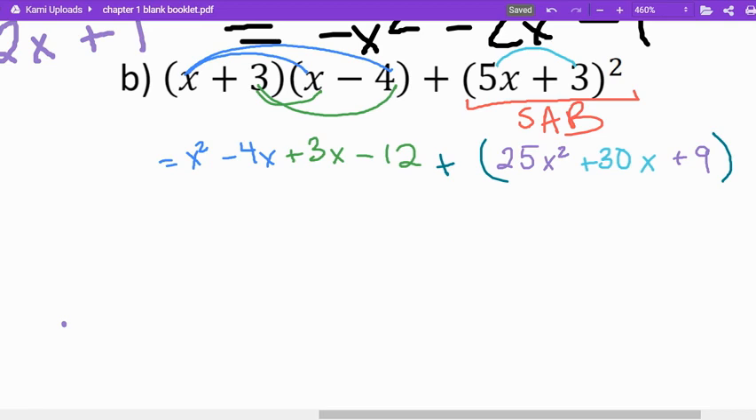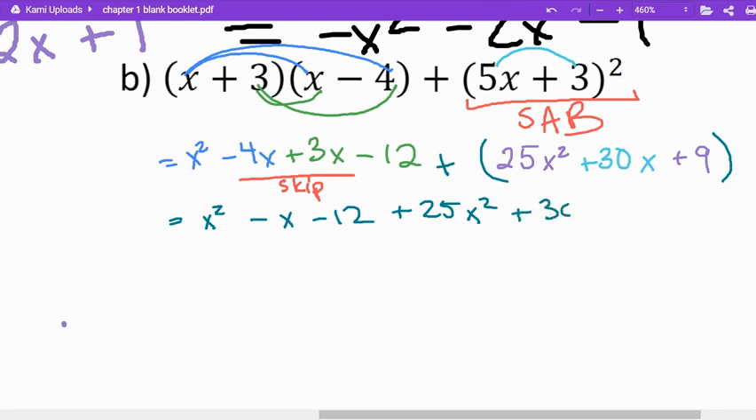So I used the SAB shortcut. There's one shortcut I didn't use. If I were working on this problem, I would have skipped this step. I would have done this operation in my head, right? So this is skippable. So I've got x squared minus x minus 12 plus 25x squared plus 30x plus 9.